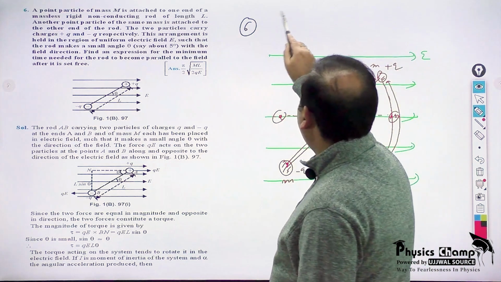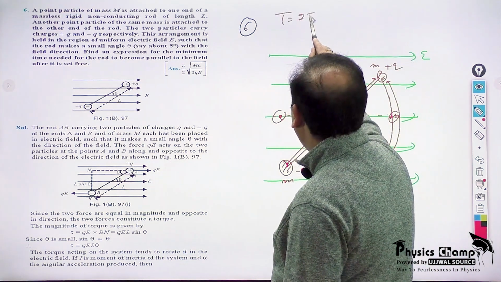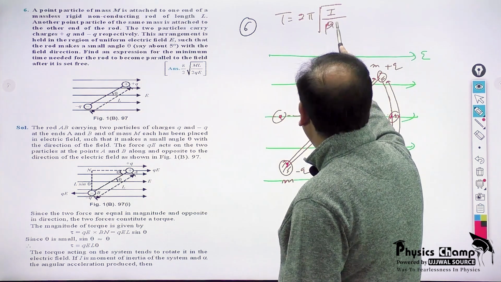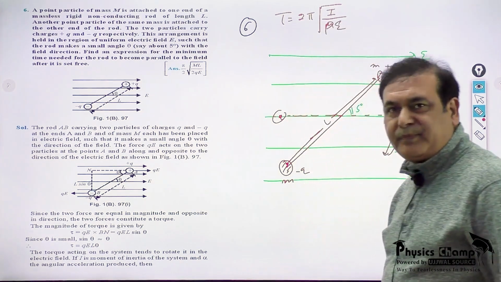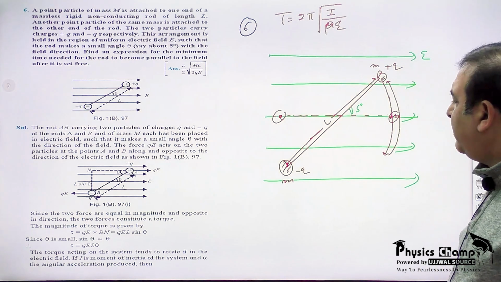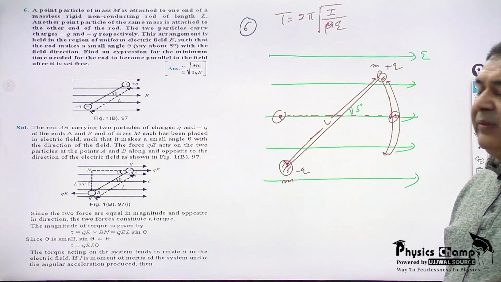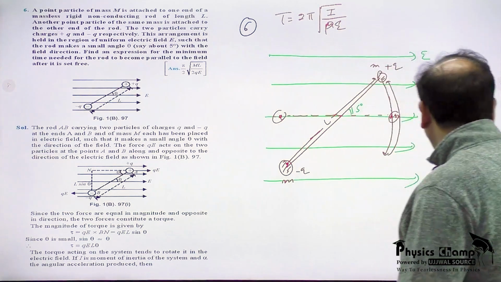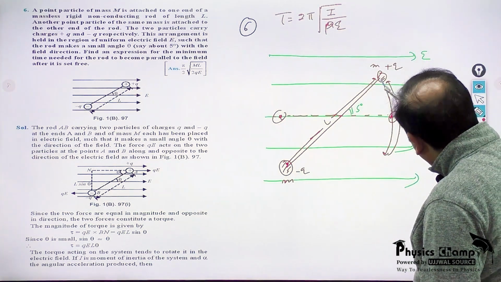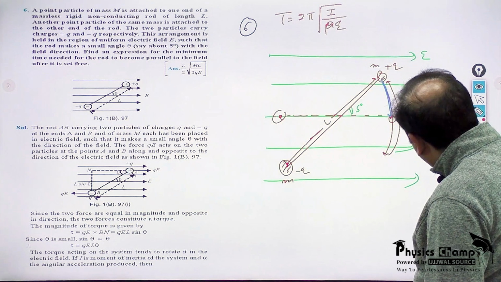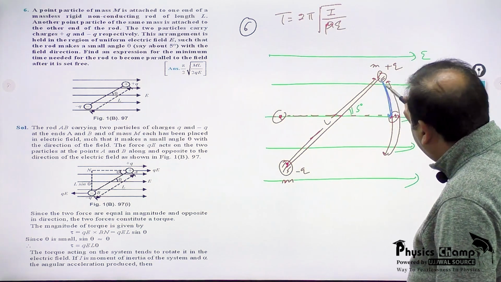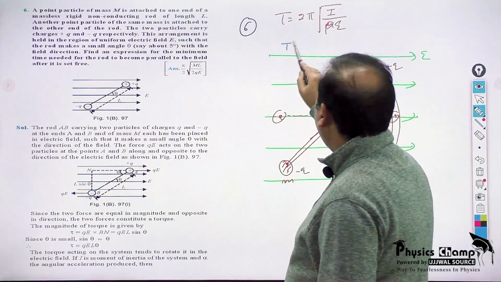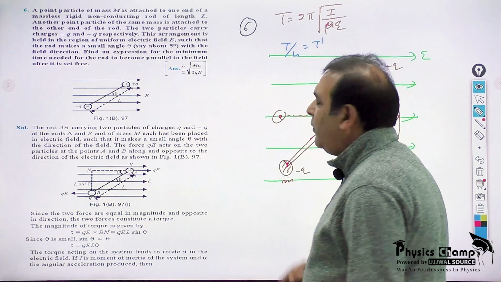If I calculate the time period like we have just done, 2 pi root I by pE. I is the moment of inertia, P is the dipole moment, E is the electric field. In our expression we have done it. But what time will it take to just come to this place? If this whole time period is T, time it will take to become parallel will be actually T by 4. So we are looking for this T by 4.